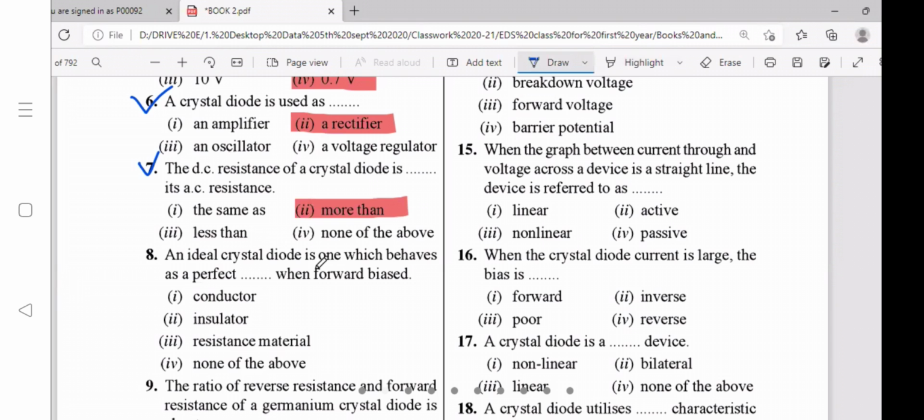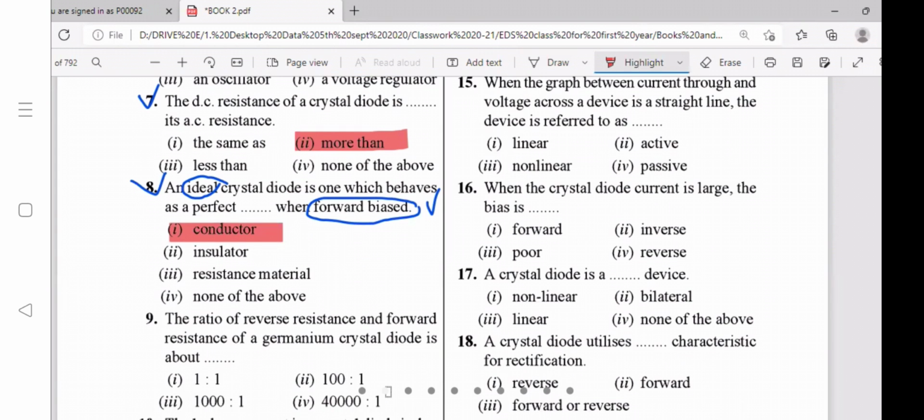An ideal crystal diode is one which behaves like a perfect conductor. We know in forward bias, diode should behave like a conductor. In reverse bias, diode should behave like an insulator. Forward में जाने देगा, reverse में रोक देगा. So this should be the behavior of an ideal diode. Practically, there will be resistances, but ideally we will not assume any resistance. So in ideal case, in forward bias, diode should behave like a conductor.